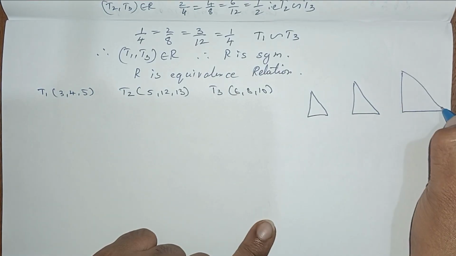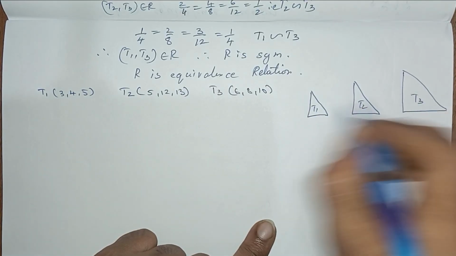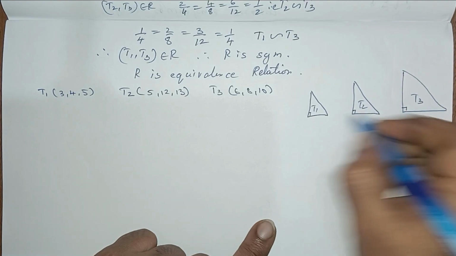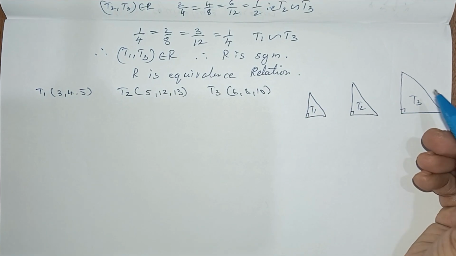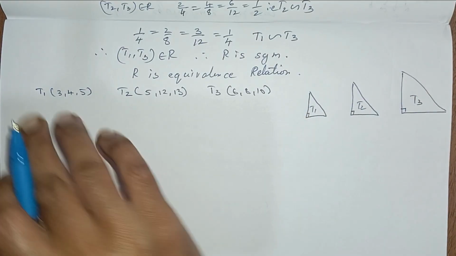So here I have three right angle triangles. This is T1, T2 and T3. So we know that it is a right angle triangle, and all the angles will be 90 degrees and it will be similar. So we will consider the sides.